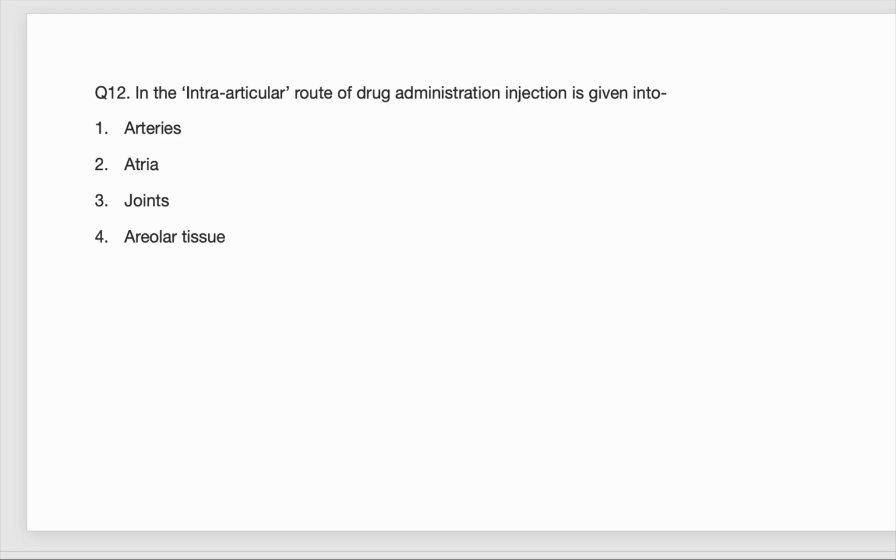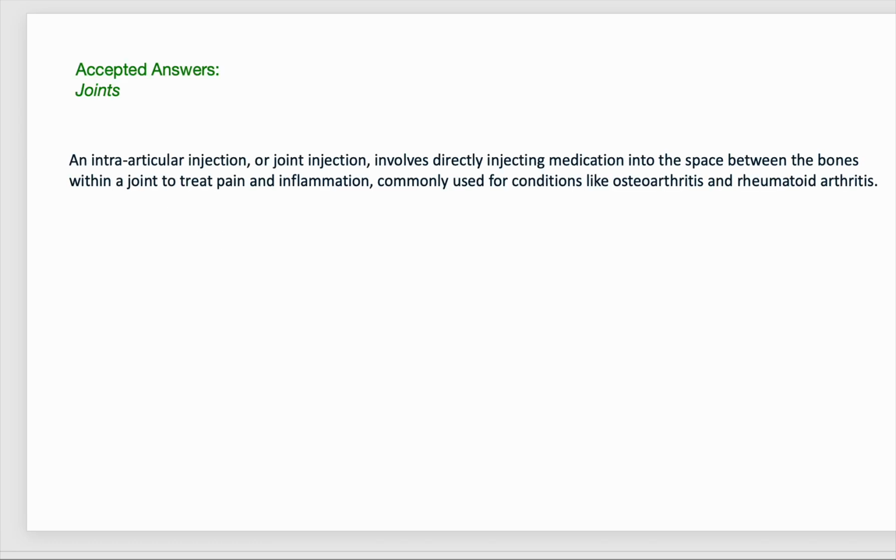Sorry. The next question is, in the intra-articular route of drug administration, injection is given into: 1. Arteries, 2. Atria, 3. Joints, and 4. Areolar tissue. Perfect. That's a correct answer.